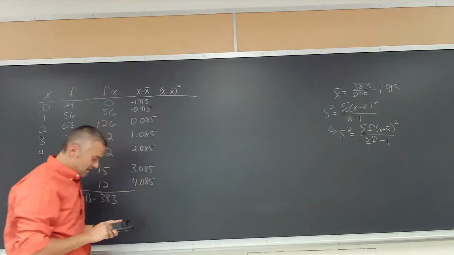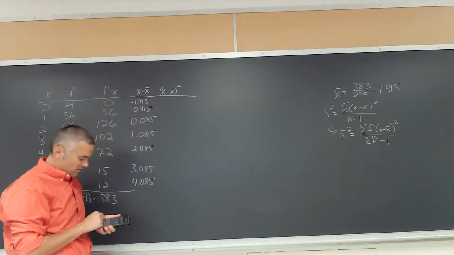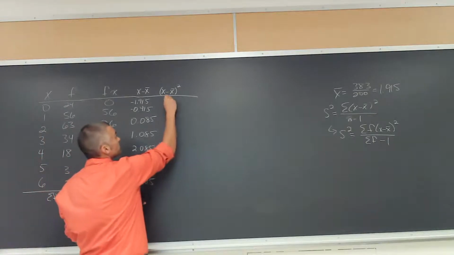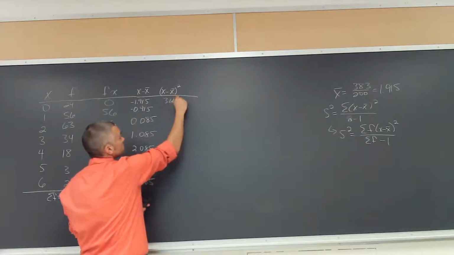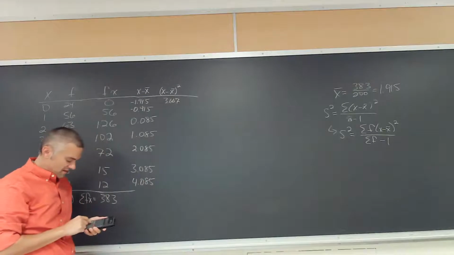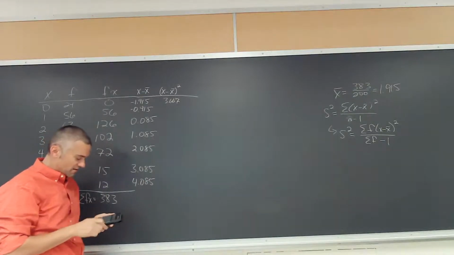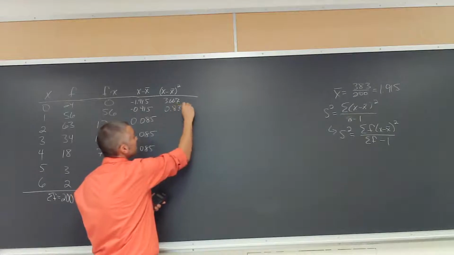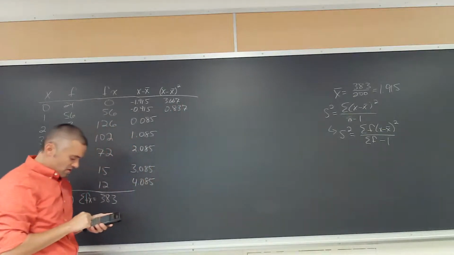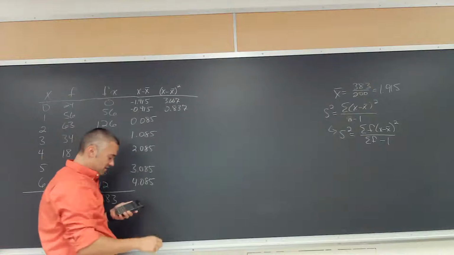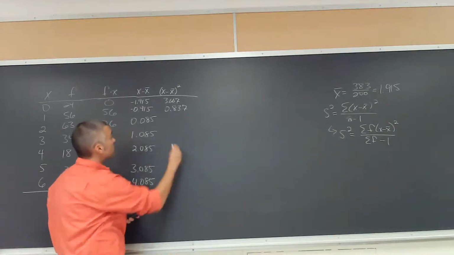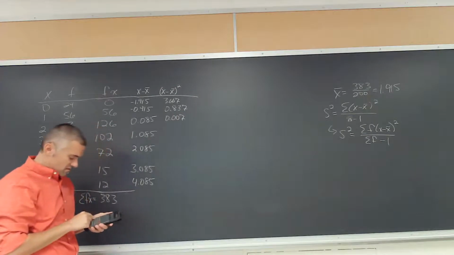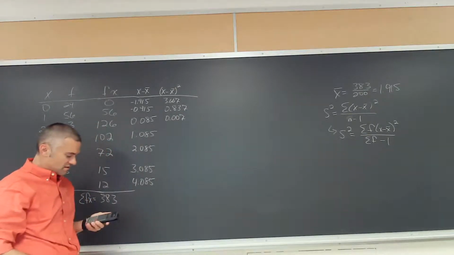So I'm going to take this number, this 1.915, and I'm going to square it. Make it 3.667. All right, and then I'm going to take this next one, 0.915, and square. Increase. 0.085 and square. And 1.05.